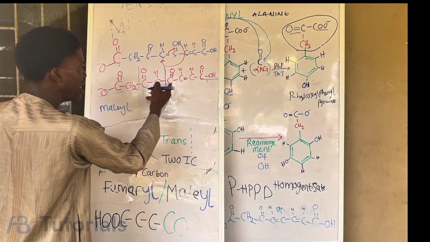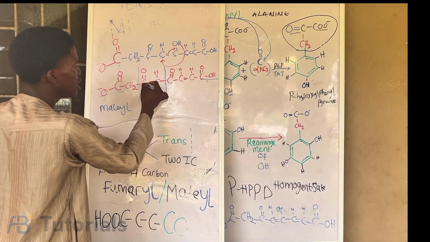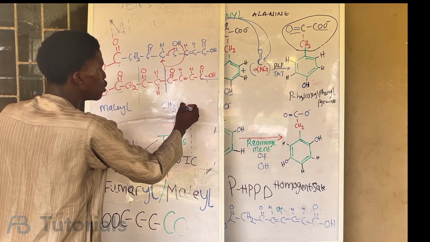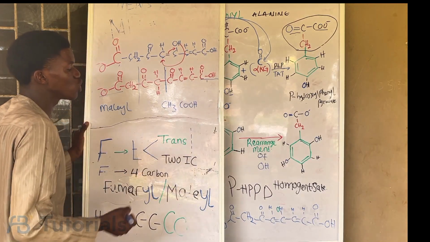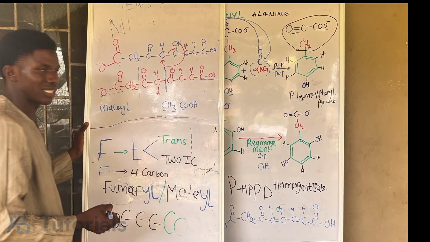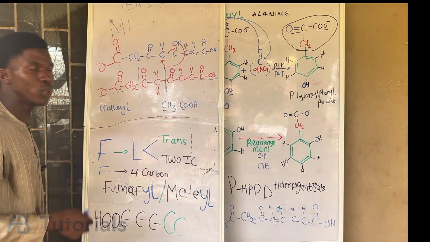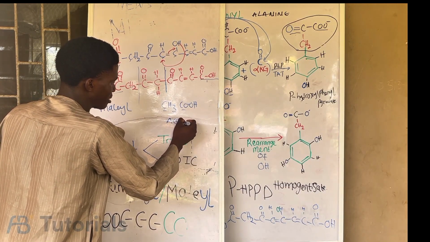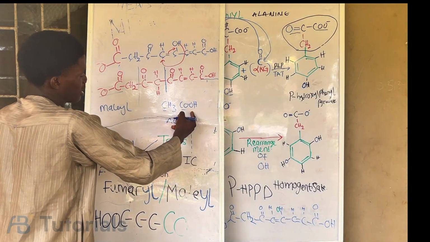This is the malate. So what is this? CH3COOH. What is this compound? This is ethanoic acid, which can also be called acetic acid. Either you call it ethanoic acid, or you call it acetic acid.